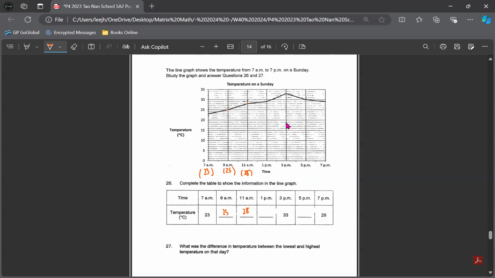1 p.m. is here. It's 1 degree up here, so it's 29. 3 p.m. already given, 33. What about 5 p.m.? It's here. It's actually 30. So you write 30 degrees here. And 7 p.m. is given for you already in the table. So this is 29. These are the answers for question 26. Just fill up the answers after you find the values for each timing.